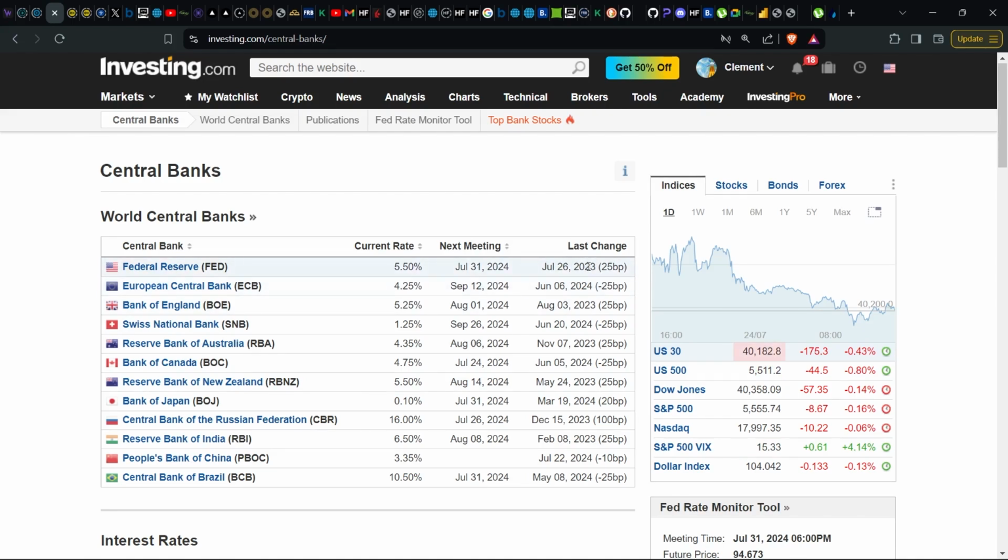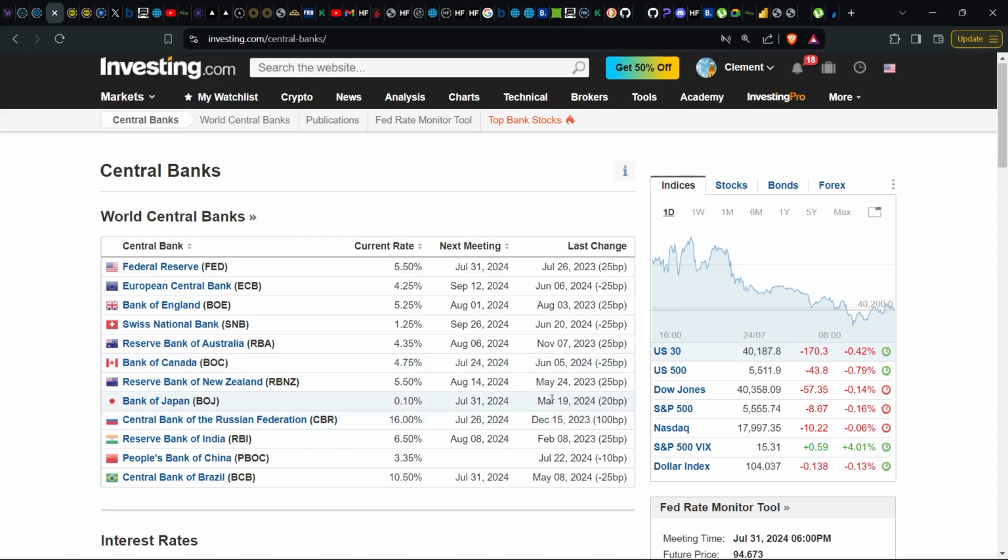Among these major economies, you can see the last change here. Some economies have already started cutting rates. For example, the European Central Bank at 4.25%: the last change was June 6th this year, and they cut the rate by 25 basis points. Another one is the Swiss National Bank. Their latest meeting was June 20th this year, and they cut the rates by 25 basis points. And the Bank of Canada has also started cutting their rates.